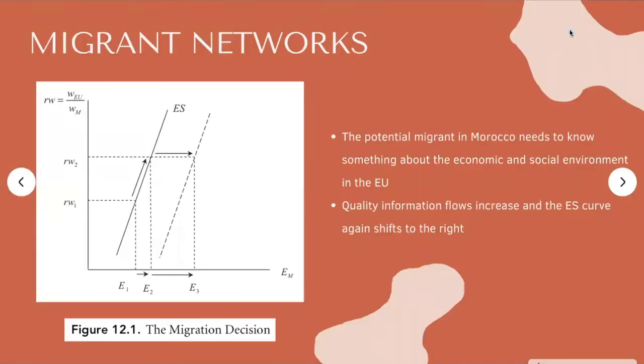Migrant networks. The potential migrant in Morocco needs to know something about the economic or social environment in the EU before moving there, right? So, as migrant networks develop, the quality of information flows increases and the ES curve again will shift to the right.